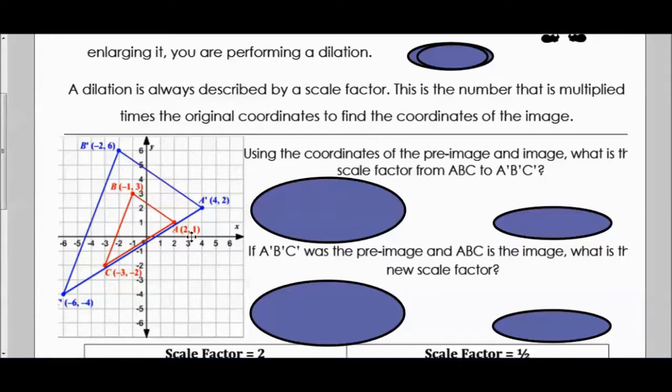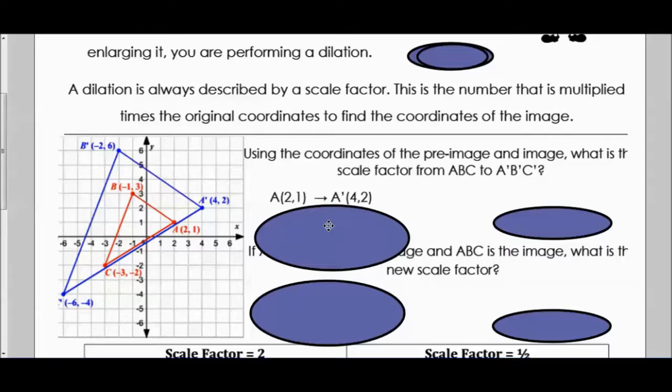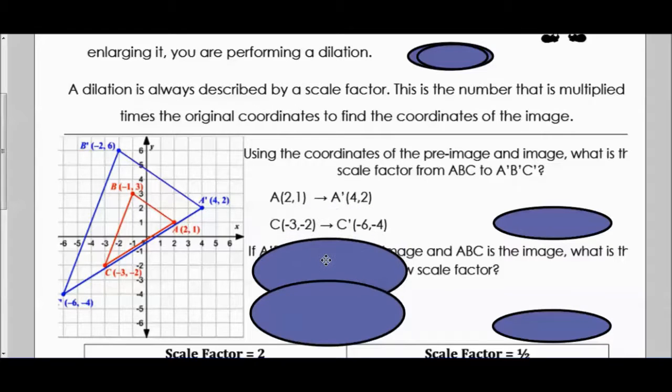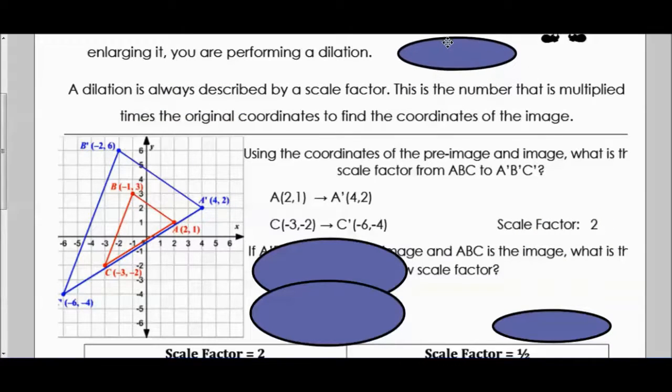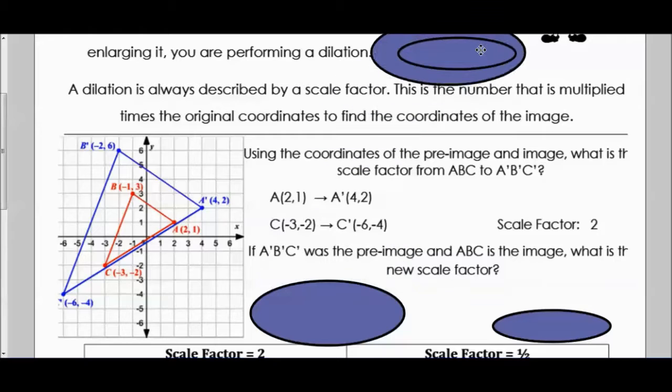The easiest one to look at is definitely going to be these positive numbers. It's going from A, which is 2, 1, to A prime, which is 4, 2. So looking at those two. Or we can look at point C. That might help too. You can see that those are doubling. You're multiplying that times 2 to get up to that, and that times 2 to get up to that. Same thing with C. 2 times -3 would give us -6. 2 times -2 would give us -4. So here the scale factor is a +2. That's getting 2 times bigger.